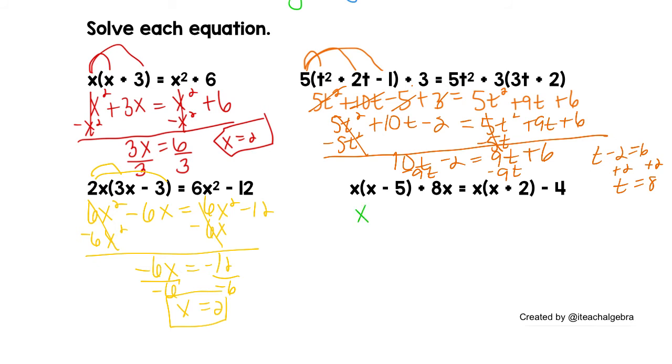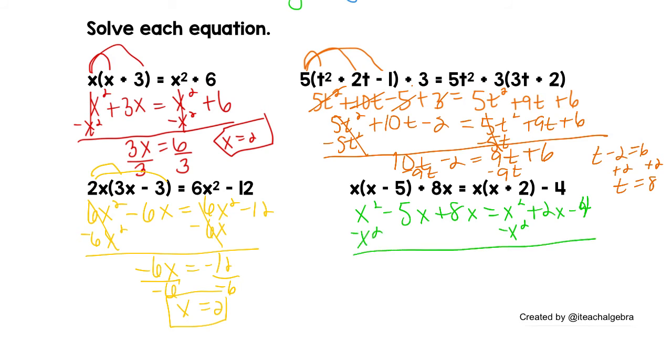Okay, we distribute: x squared minus 5x plus 8x equals x squared plus 2x minus 4. No like terms to combine, so we need to get the x squareds together. Those are gone. Oh, I was wrong. We have negative 5x plus 8x. That makes 3x equals 2x minus 4. Let's get rid of 2x from each side, and we're left with x equals negative 4.